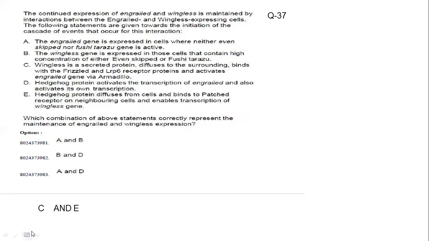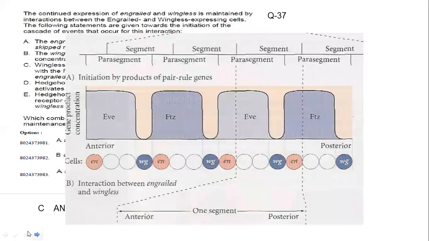Now, you can see that Engrailed will be expressed, we have discussed this in this question and previously, so you can watch that video also. So you can see that Engrailed will be expressed where Even-skipped and Fushi tarazu are expressed. Higher expression of Even-skipped and Fushi tarazu in green, and where there is lower or no expression of Fushi tarazu or Even-skipped, Wingless will be expressed.